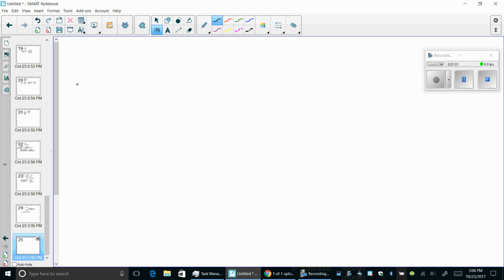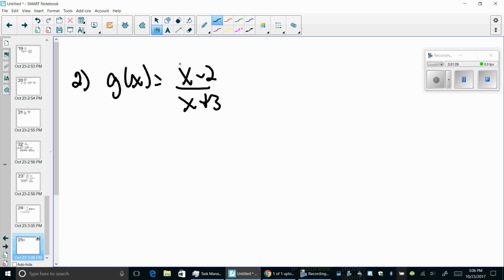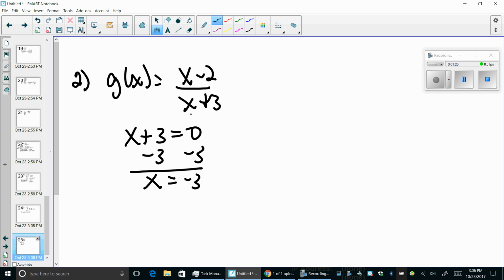Problem number 2. I have g of x equals x minus 2 over x plus 3. The numerator can be 0, so I'm not concerned at all with the x minus 2 on the top. What I am concerned with is the x plus 3 on the bottom. It can't be 0. So what I want to do is figure out what value of x would make it 0. If x is negative 3 and I were to plug it in here, I'd have negative 3 plus 3, which would make this denominator 0. So x can't be negative 3.